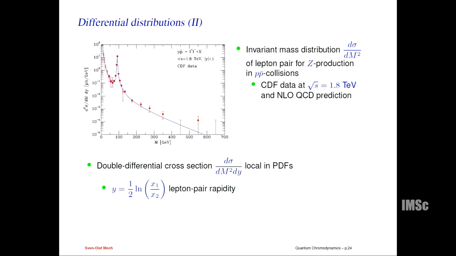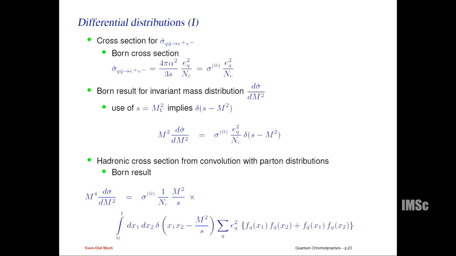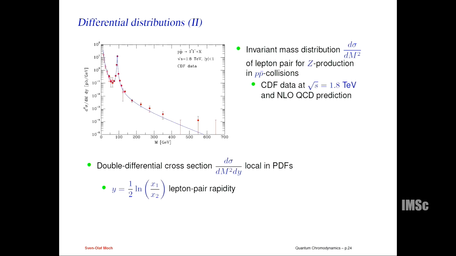If you are measuring this also differential in rapidity, this is just a side comment, then you are basically binning in rapidity, which in terms of these x variables is the ratio of x1 over x2. So if you're also binning in terms of rapidity, then you're getting a local measurement in terms of the parton distributions. And this is why typically at the LHC now we are also using rapidity distributions for the Drell-Yan process in order to extract information about the proton structure.